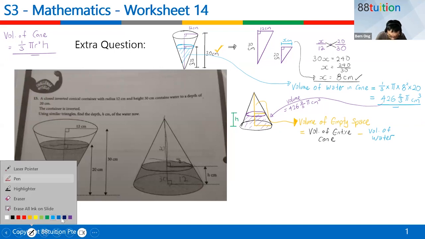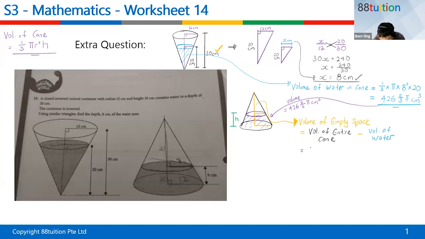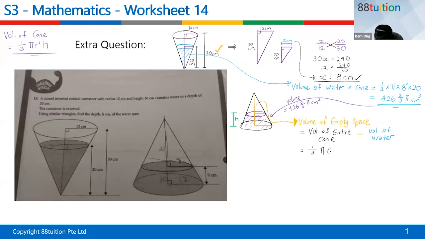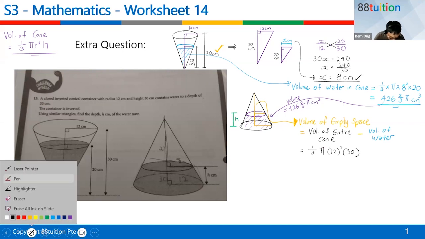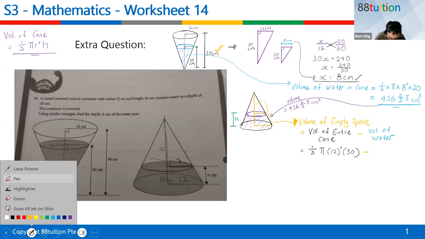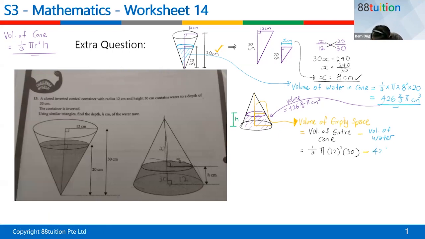So volume of the entire cone is 1/3 pi r squared h. What is r? Look at the top. The radius of the big cone is 12, and h is 30, the entire height of the cone. Minus away the volume of the water, which is, in terms of pi, very nicely done, 2/3 pi. Can you see or not?